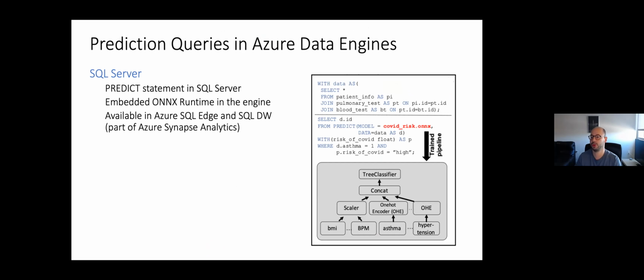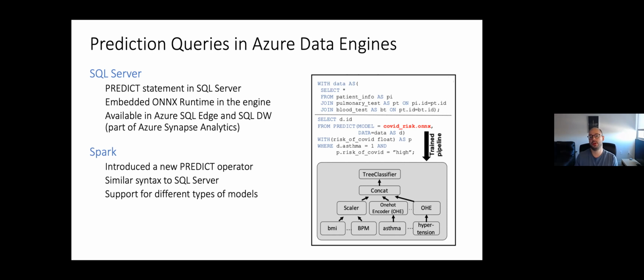you can store your models, your ONNX models inside the database, and then you can use ONNX Runtime to score them where they are without moving any data. This is available in SQL Server, in Azure SQL Edge, as well as the SQL DW. So the SQL DW is the data warehouse. So think of it as similar to Snowflake, Redshift, and so on. So that's part of Azure Synapse Analytics.